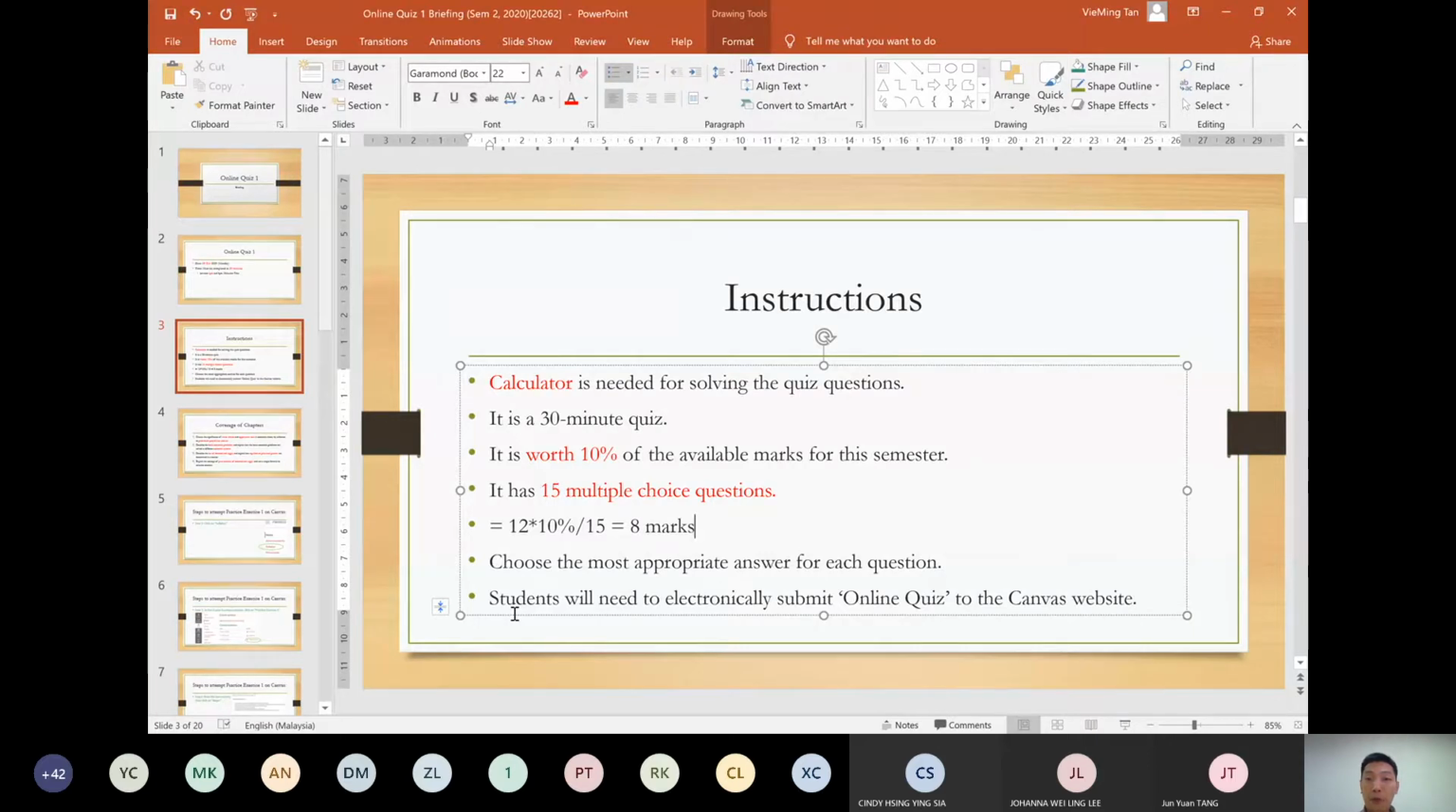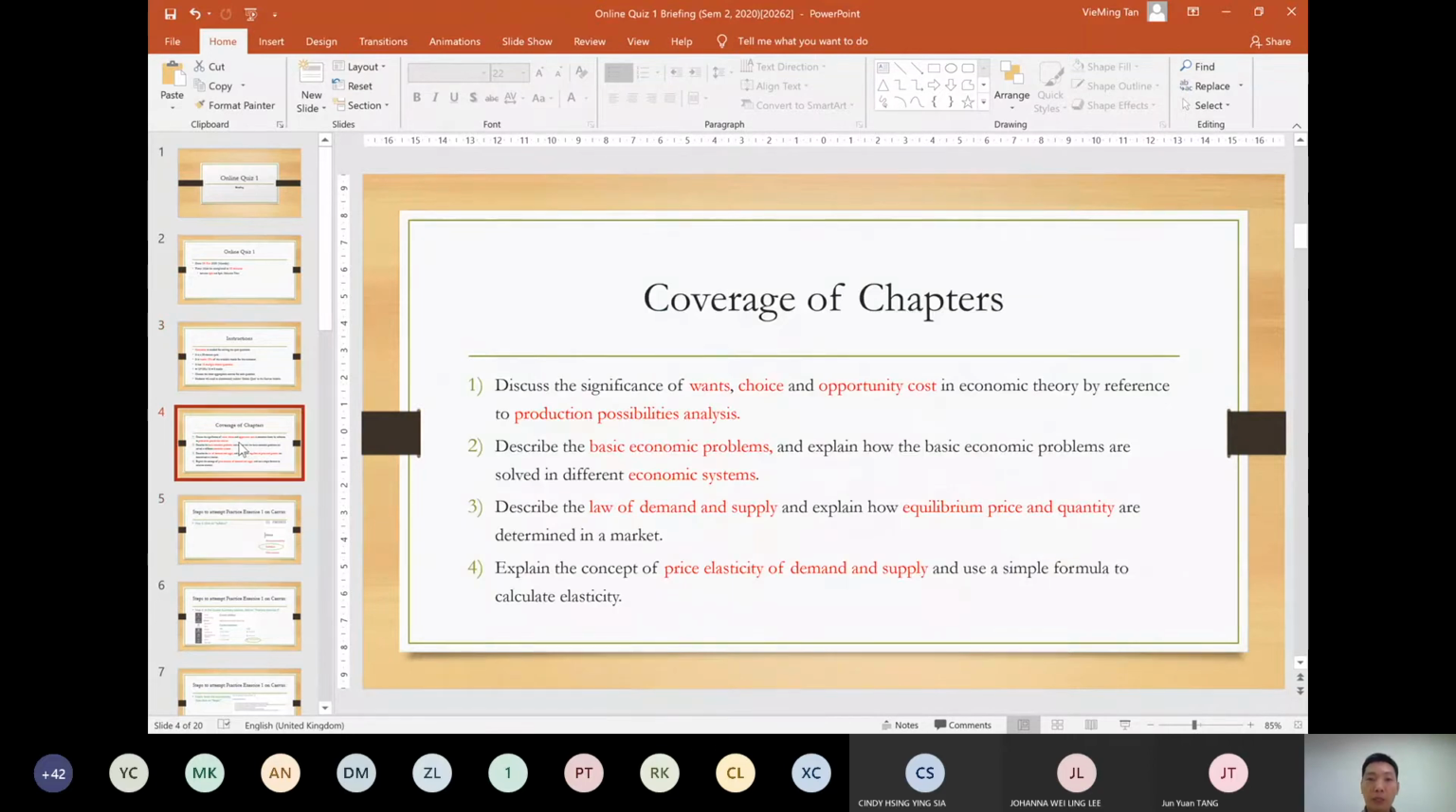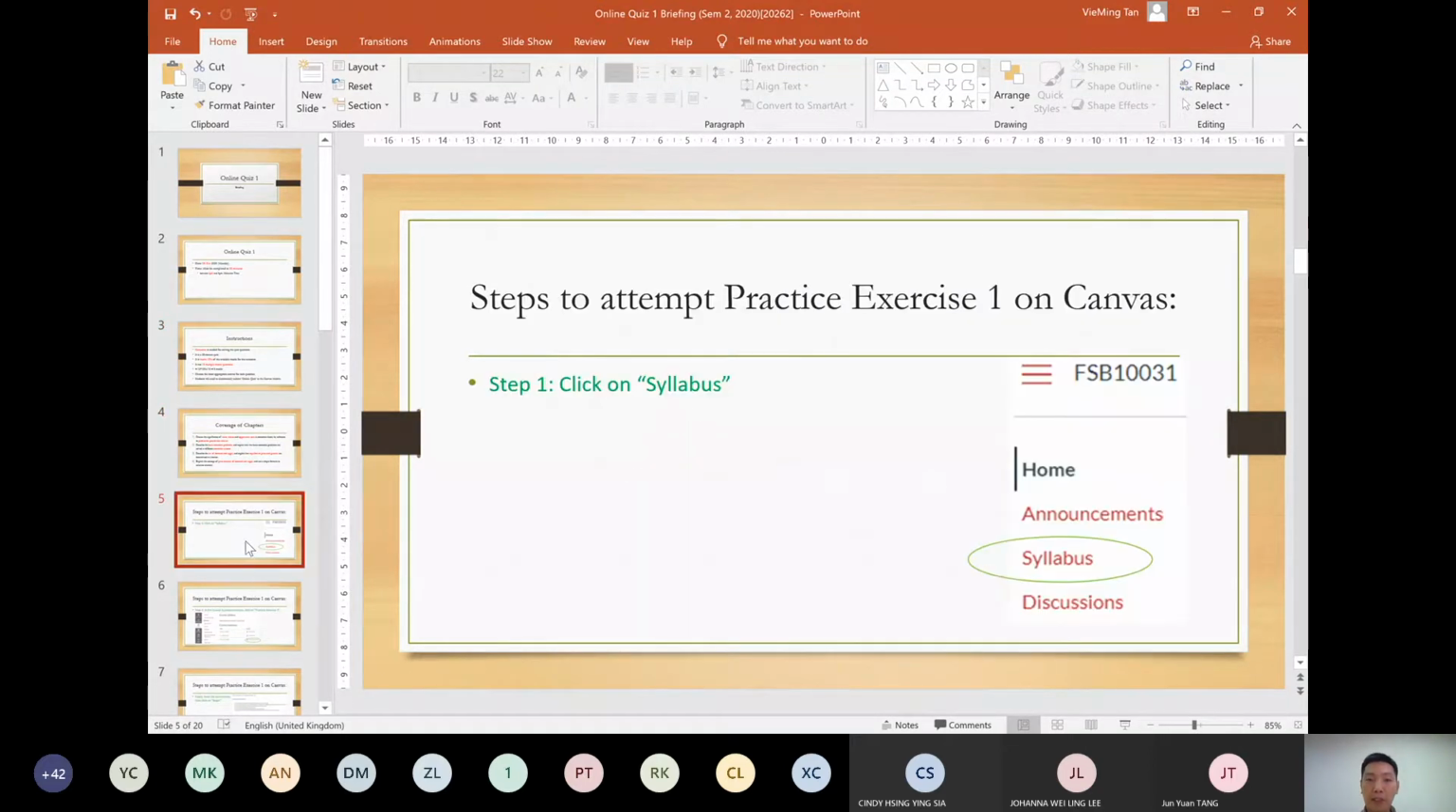Maybe I can show you the steps involved by using practice exercise 1, so that you are more familiar with the system. I would like to use one example to show you how to attempt the quiz using practice exercise 1. Okay, now I go back to Canvas. Let me share the screen with all of you.